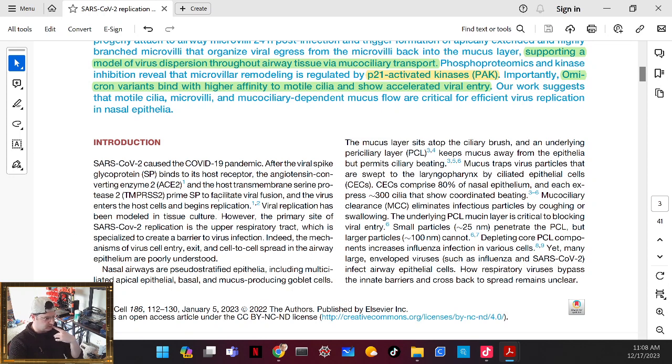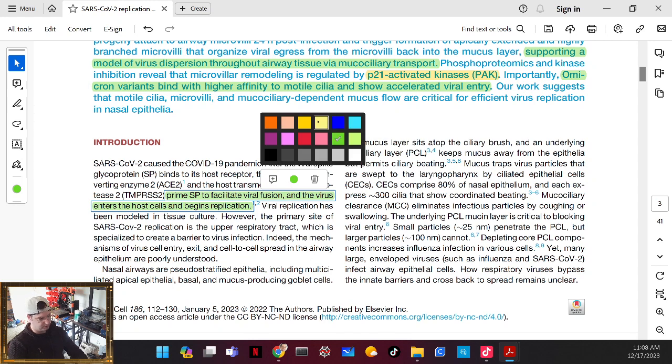After SARS-CoV-2 caused the COVID pandemic, the viral spike glycoprotein binds to its host receptor, the angiotensin-converting enzyme ACE2, and host transmembrane serine protease 2, TMPRSS2, which primes the spike glycoprotein to facilitate viral fusion, and the virus enters the host cell and begins replication. Yep. And we're just going to have to know that SP is going to stand for spike protein.